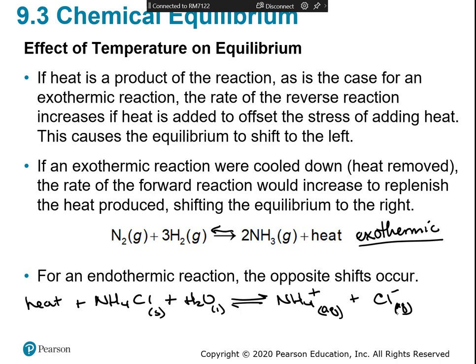So if I took this and put it in a warm place, which way would the reaction shift, forward or reverse? If I add heat, heat is a what? Is it a reactant or a product?